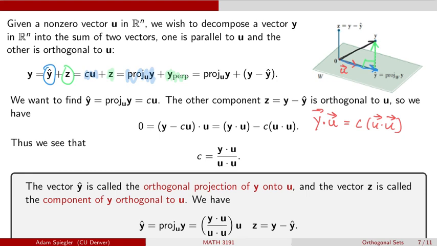And then once I know what y hat is, and we were given y, then I can find the missing piece by subtracting the piece I just found from our original vector to figure out what is the orthogonal piece that we call z.